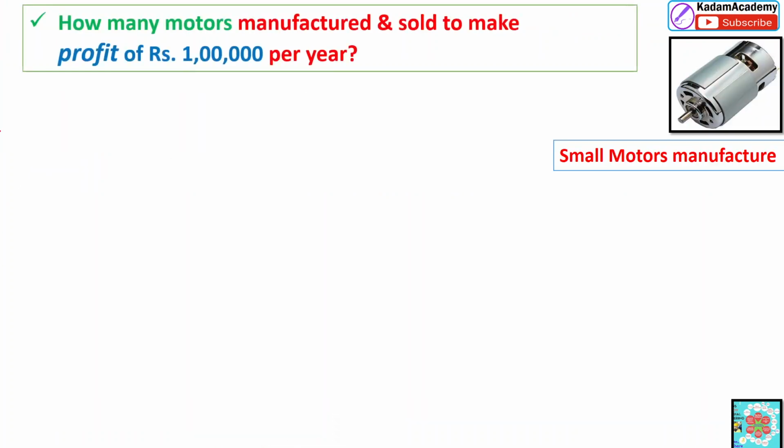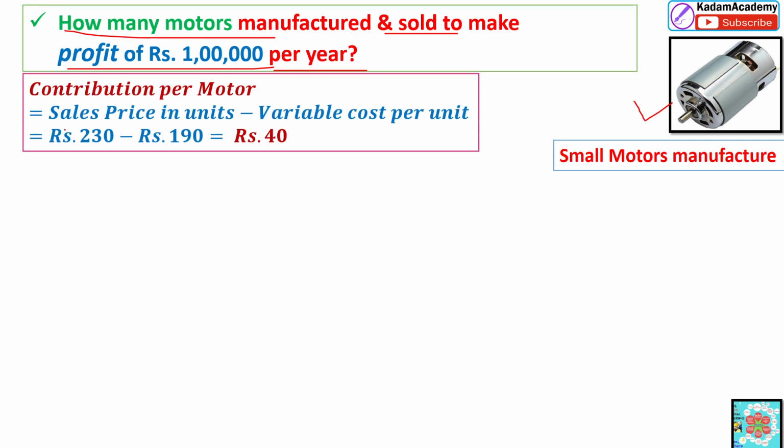Next point: how many motors do we have to manufacture and sell to make a profit of 1 lakh rupees per year? So friends, we can calculate by using this formula. The contribution per motor we have already calculated, that is 40 rupees: sales price per unit minus variable cost per unit.